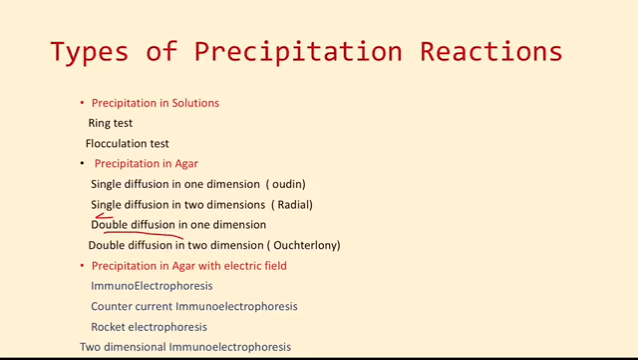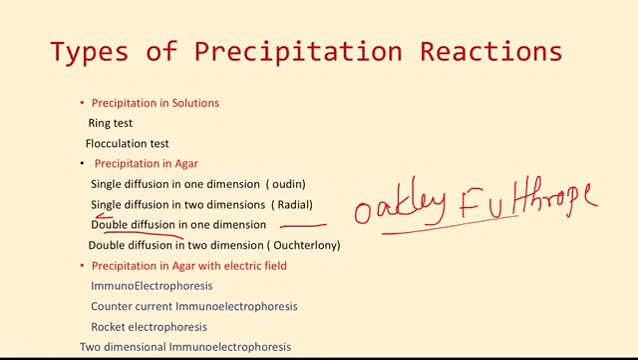The other one is double diffusion in one dimension. This is also called the Oakley-Fulthorpe procedure because it was developed by Oakley and Fulthorpe. In this, the antibody is incorporated in the gel in a test tube. The test is carried out in a test tube, and here the agar gel in which the antibody is already incorporated is placed, above which a layer of plain agar is placed, and after the plain agar the antigen is laid on top.